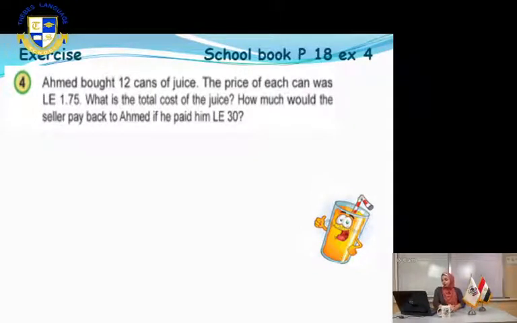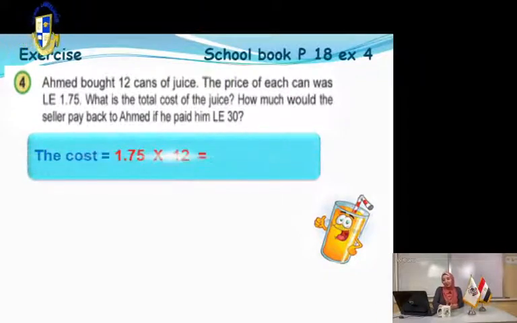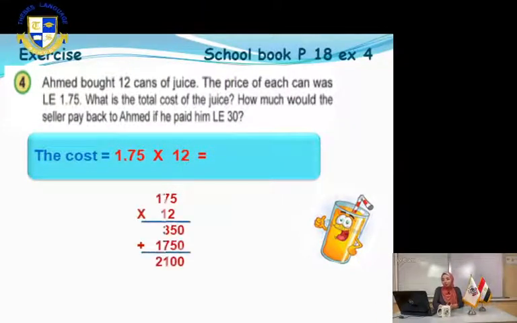Okay, another one. Ahmed bought 12 cans of juice. The price of each can was 1.75 pounds. What is the total cost of the juice? I want to know the cost of the juice. He bought 12 cans of juice. The price of one can is 1.75. Okay, I want to get the cost. We are going to multiply instead of repeated addition. It will be 1.75 multiply 12, and the final answer will be 21 pounds.